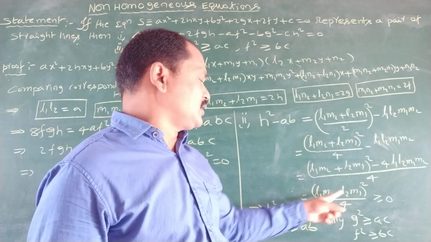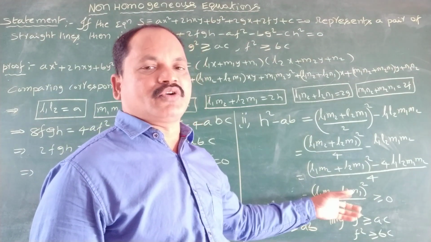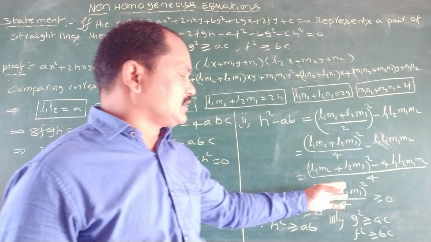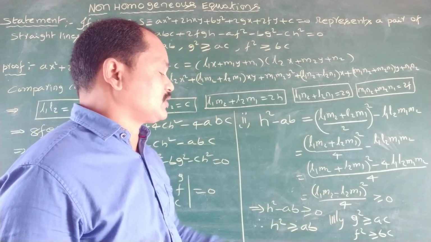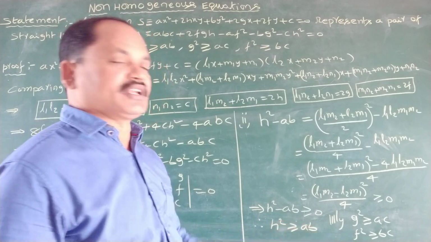Since if they are equal, L1 M2 is equal to L2 M1, then it is 0. That's why it is greater than or equal to 0. That's why h square minus ab is greater than or equal to 0. That's why h square is greater than or equal to ab.